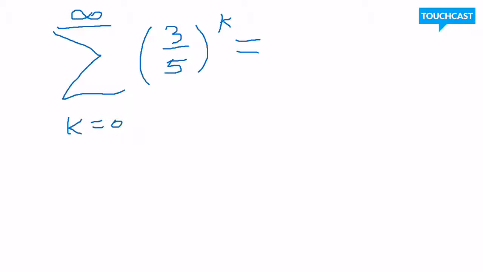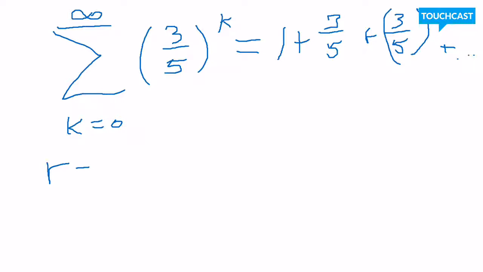So I'll have 3/5 to the 0, which is 1, plus the term I get when k equals 1, which is 3/5 to the 1, plus what I get when k equals 2, which is 3/5 squared. And I think I can see the pattern now. To get from one term to the next, I'm always multiplying by the same value, which is r, and that's 3/5. A in this case is 1.